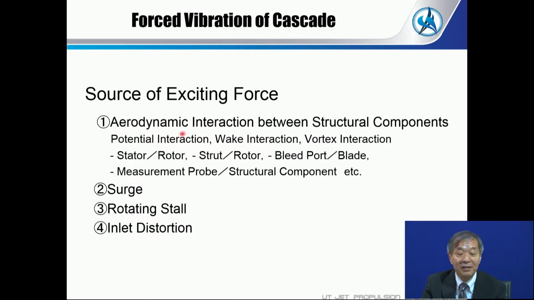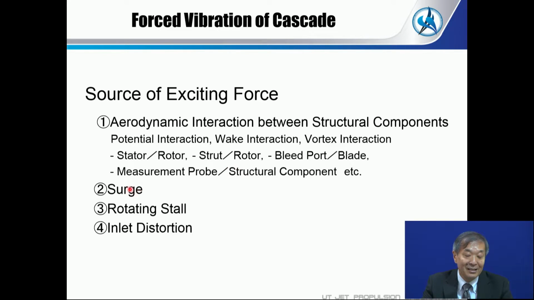The first one is aerodynamic interaction between structural components. That is potential interaction or wake interaction or vortex interaction. For instance, stator-rotor interaction or strut-rotor interaction, the bleed-port-blade interaction. There are many sources of the exciting force in this category, or measurement probe or structural component. So this is a very representative source of the forced vibration.